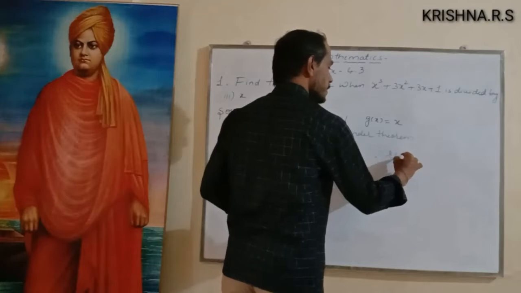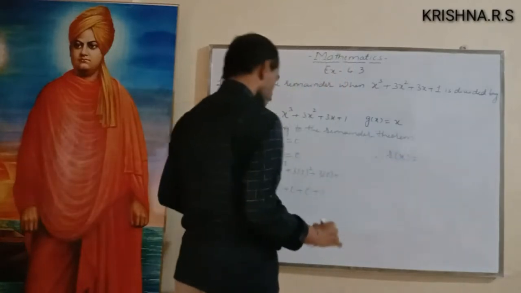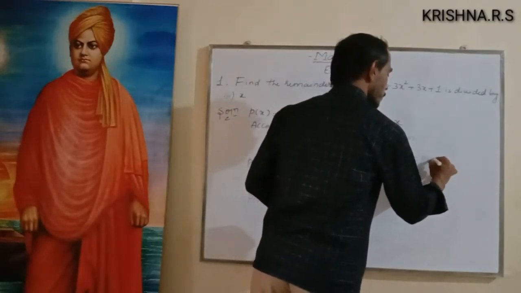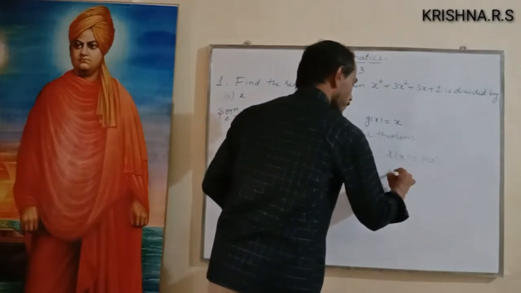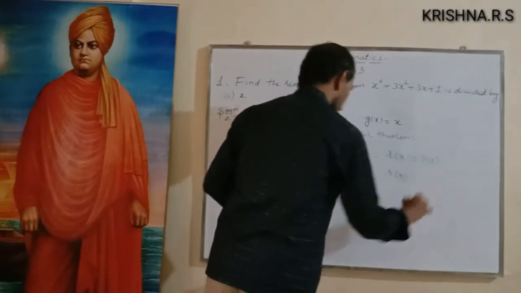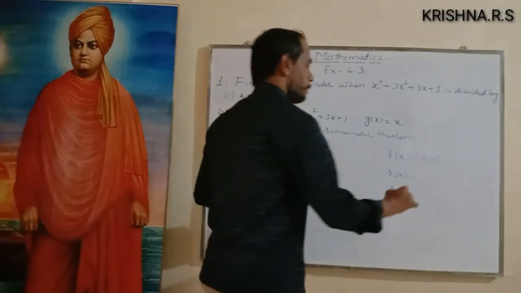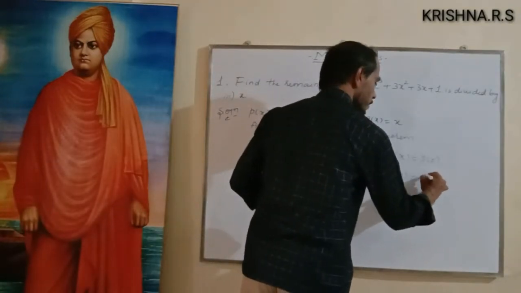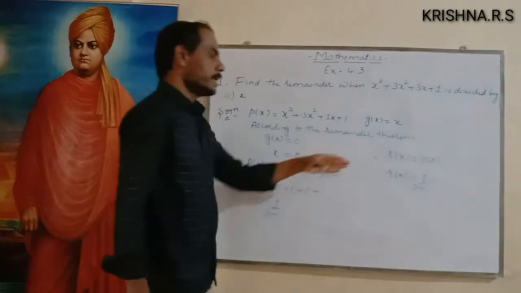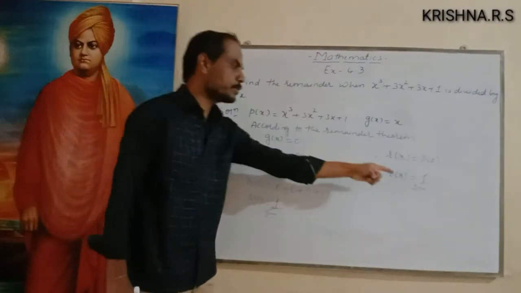Therefore r of x, the remainder, is equal to P of 0. The value of P of 0 is 1. Okay, the remainder is 1, students. I hope you understood this one.